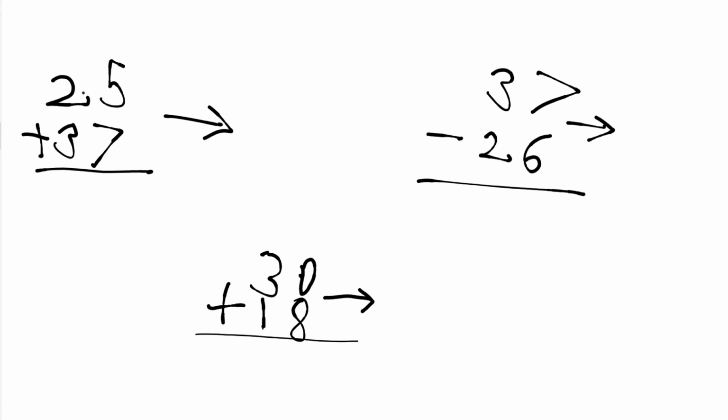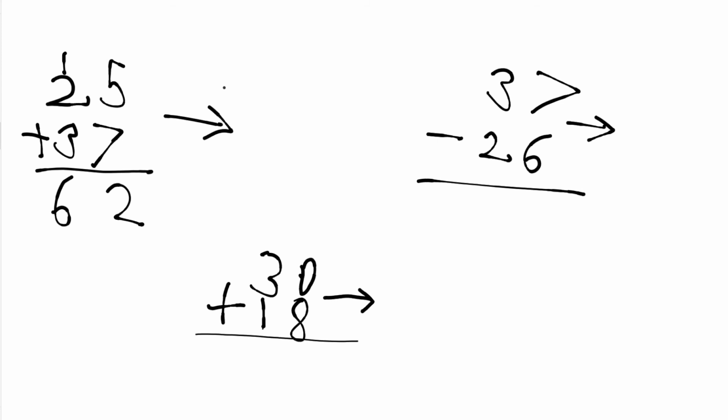So it's 25 plus 37. 5 plus 7 is 12. So we put 2 here and 1 here. 1 plus 2 is 3. And 3 plus 3 is 6. So the answer is 62.